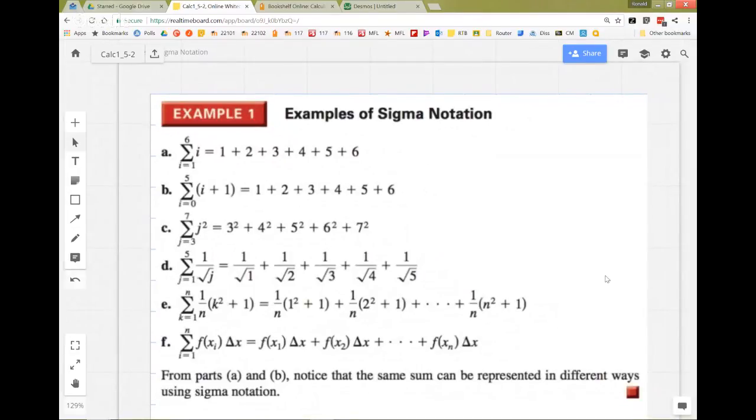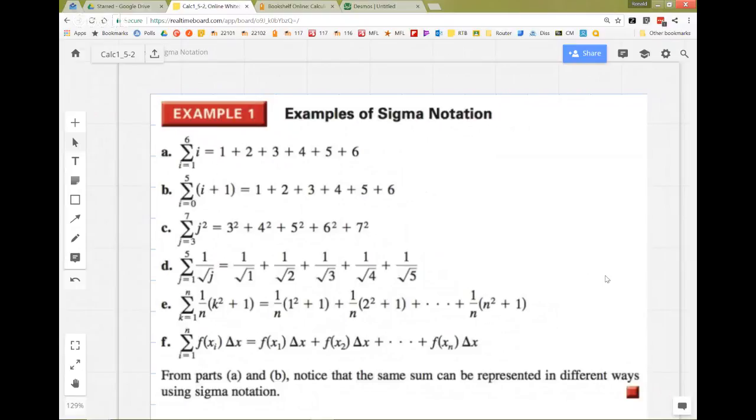So in part A, it says add up all the indexes from 1 through 6. All the i's. i equals 1, i equals 2, i equals 3, and just keep going up by 1 until you reach 6. Okay, so this notation can be useful. Otherwise, we could just write out 1 plus 2 plus 3 plus 4 plus 5 plus 6.